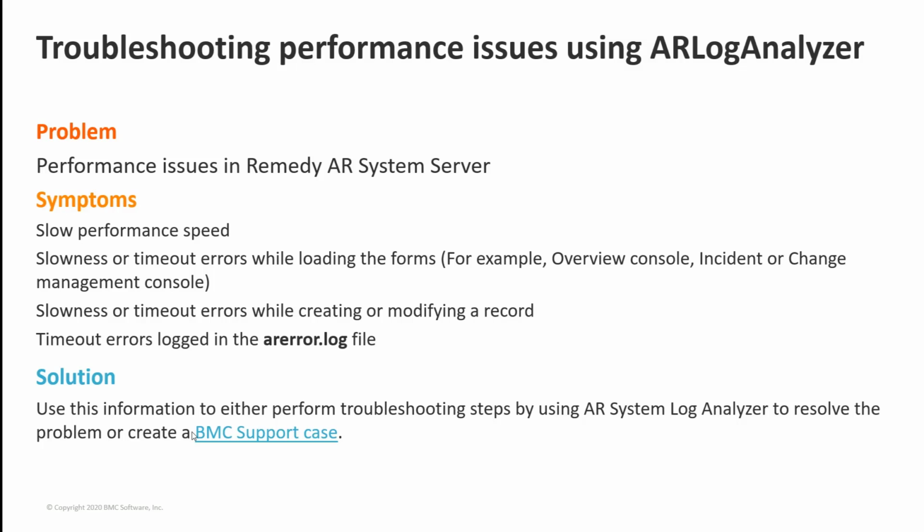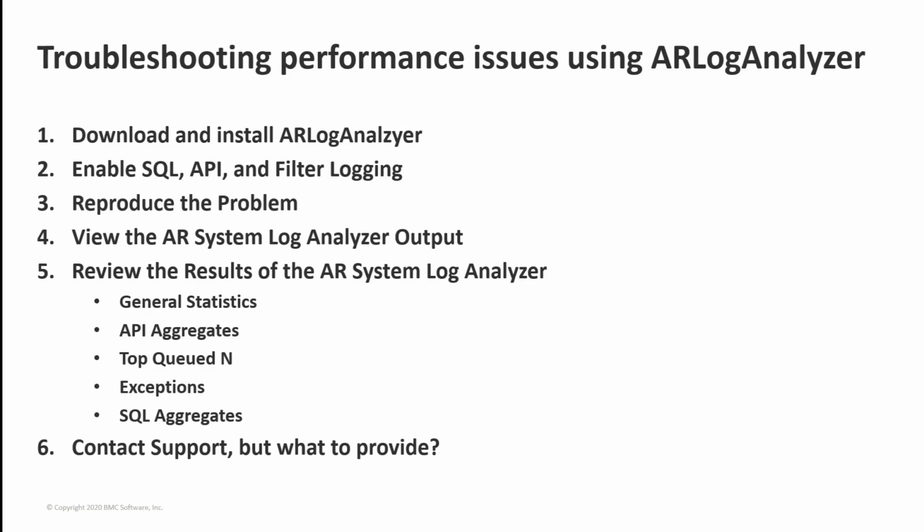So the solution for those types of problem is to use the information that's in the troubleshooting guide to perform the troubleshooting steps and possibly solve your own issue or create a BMC support case. The steps that are outlined in the document are to download and install the log analyzer, which we've shown you already. You need to enable a SQL API and filter logs. Now, if you're troubleshooting an escalation issue, then you want to enable the escalation log as well. And then you want to reproduce the problem while the logging is turned on. Once you've reproduced the problem, you can collect the logs and then run the log analyzer against those logs.